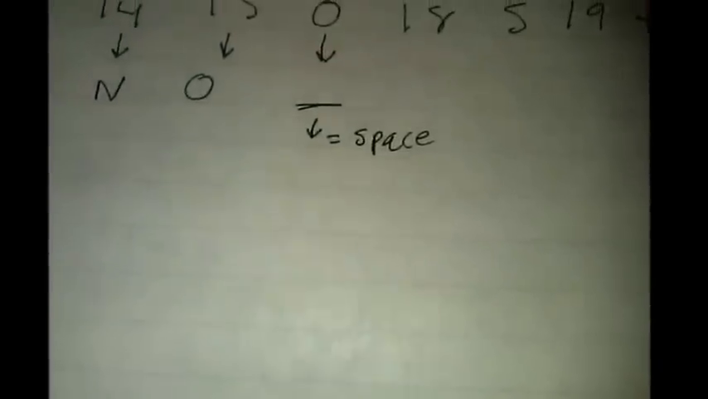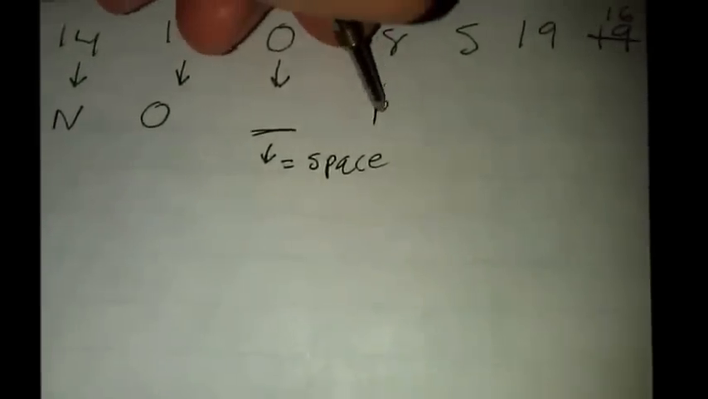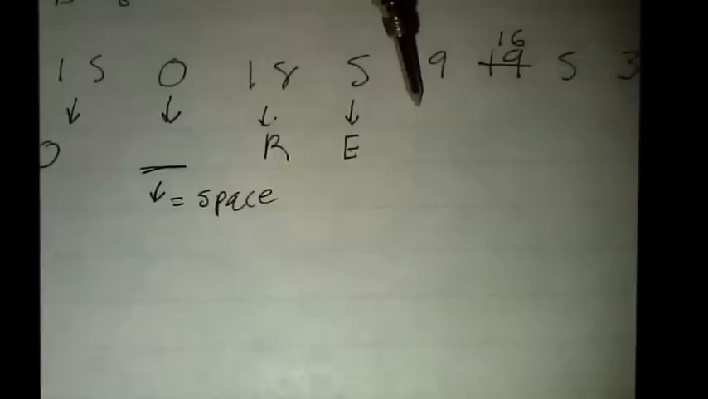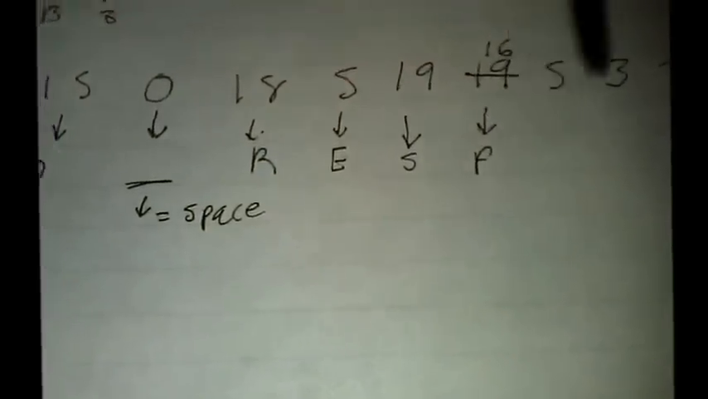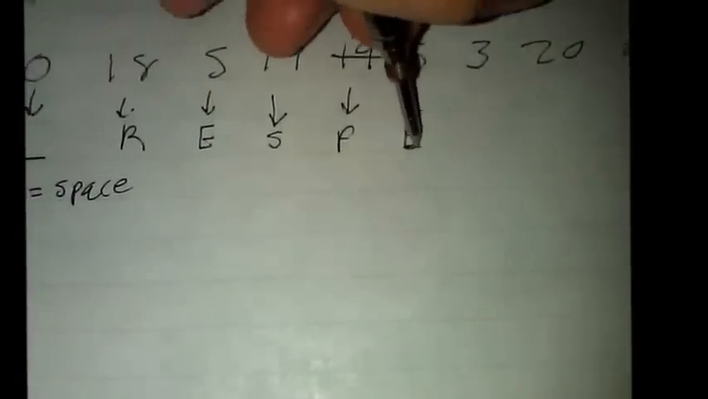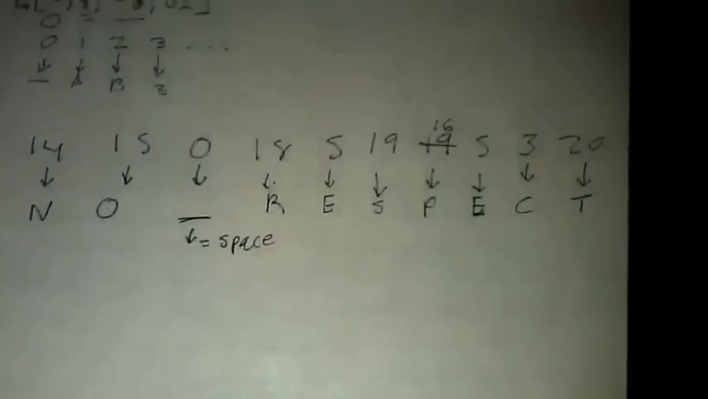Okay, so 18 equals R, 5 equals E, 19 equals S, 16 equals P, 5 again is E, good mistake there, 3 equals C, 20 equals T, and then zeros are just spaces. So the message of the office was no respect.